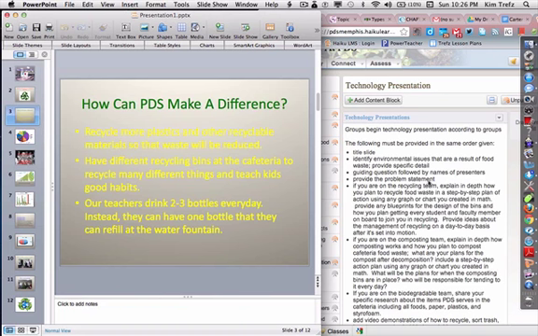So here it says explain in depth how you plan to recycle food waste in a step-by-step plan of action. It says recycle more plastics and other recyclable materials so that waste will be reduced. Have different recycling bins in the cafeteria to recycle many different things and teach kids good habits, okay? Our teachers drink 2 to 3 bottles every day. Instead, they can have one bottle they can refill at the water fountain.